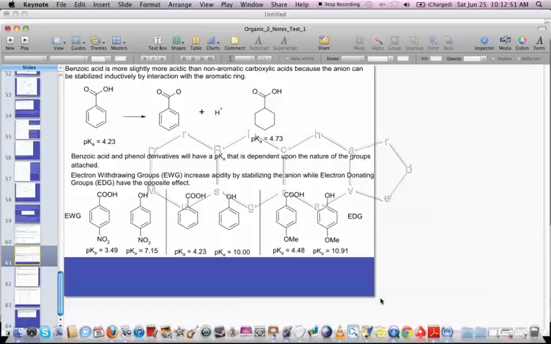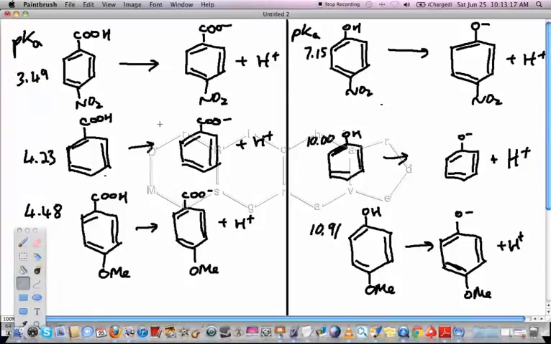The other thing that we can look at is we can now compare the placement of different groups on the aromatic ring and analyze the effect that has on the stability of the anions that get formed and therefore the acidity of the compounds from which they came. Alright, so I've taken this and I've now drawn their anions over here. Alright, so here we have benzoic acid. This is garden variety benzoic acid with nothing attached to the ring. You can see that the pKa of benzoic acid is about 4.23.